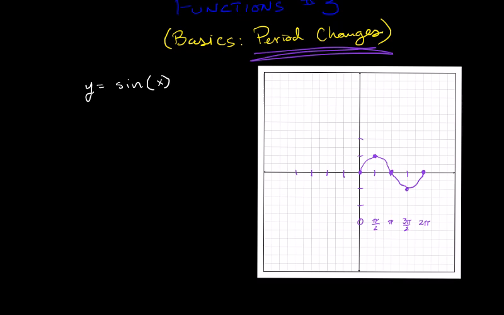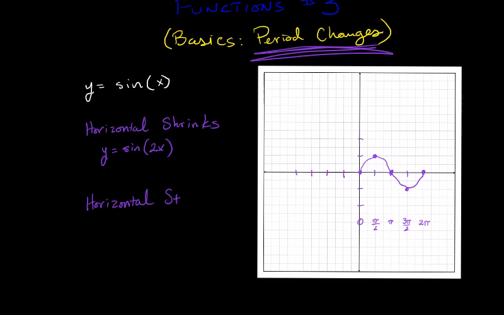When we're talking about period changes, we're really talking about horizontal shrinks. So the period's going to get smaller. So you'd have y equals, say, sine of 2x. And we're also talking about horizontal stretches. A horizontal stretch would be when the period gets bigger or longer. So y equals sine of, let's go with 1/2 x.